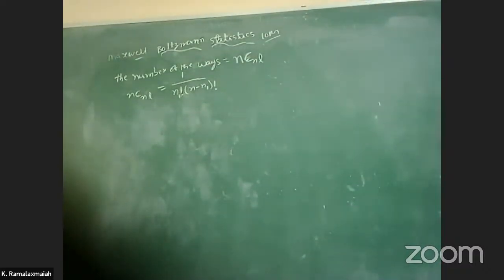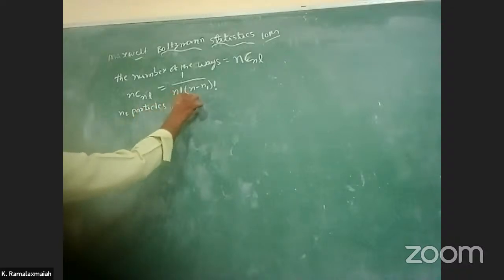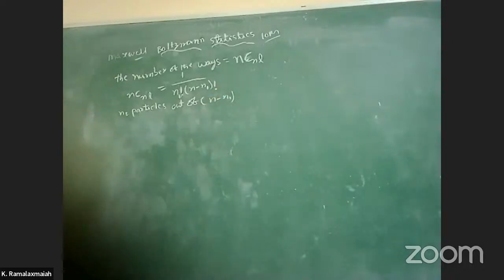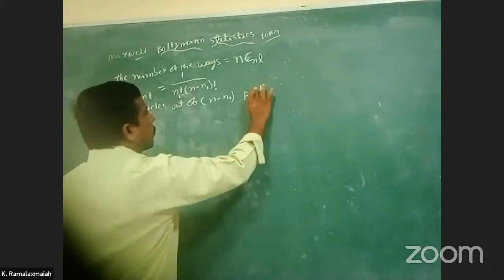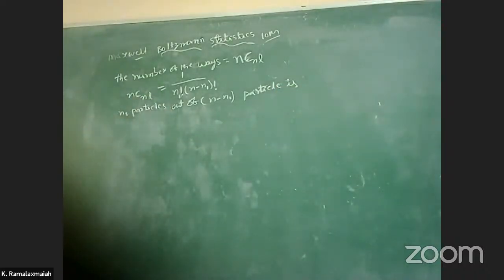So similarly, the number of ways of choosing the N2 particles out of the N minus N1 particles is N minus N1 C N2. This is the first one, N C N1, and there is N minus N1 C N2.